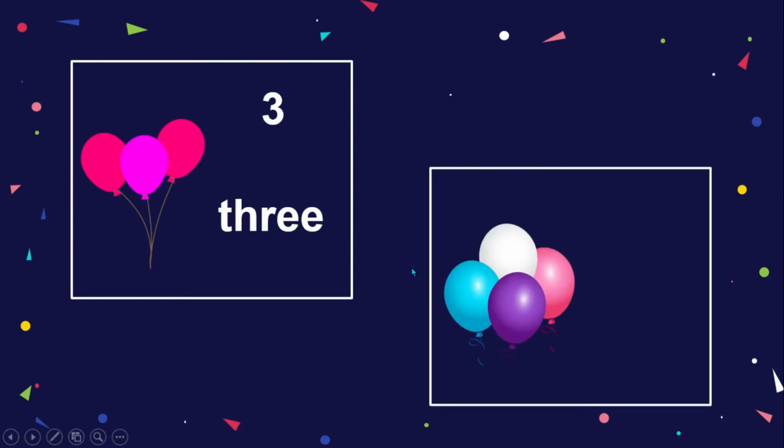In the next set, how many balloons do we have? Let's count. 1, 2, 3, 4. There are 4 balloons. So this will be the numeral for 4 and the number word for 4, spelled as F-O-U-R.